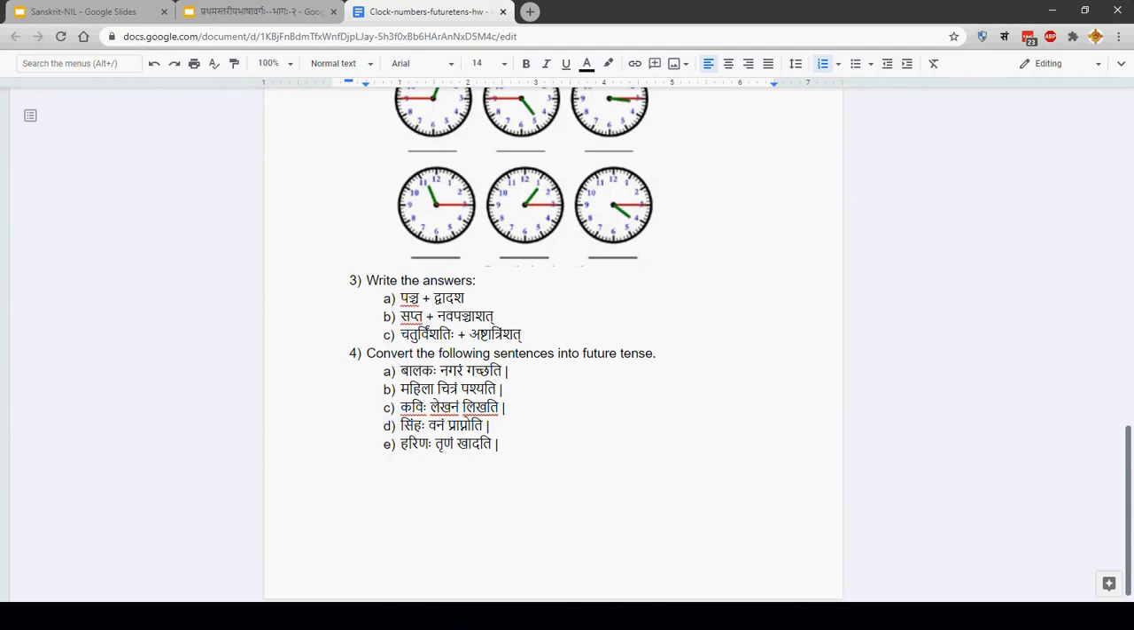Then the Pancha plus Dvadasha, this all you have written there. Sapta plus Nama, Panchashat. And there is converting the following sentences into future tense. Balakaha nagaram gacchati, gamishyati. Mahila chitram pashyati. So here this will become drakshati.